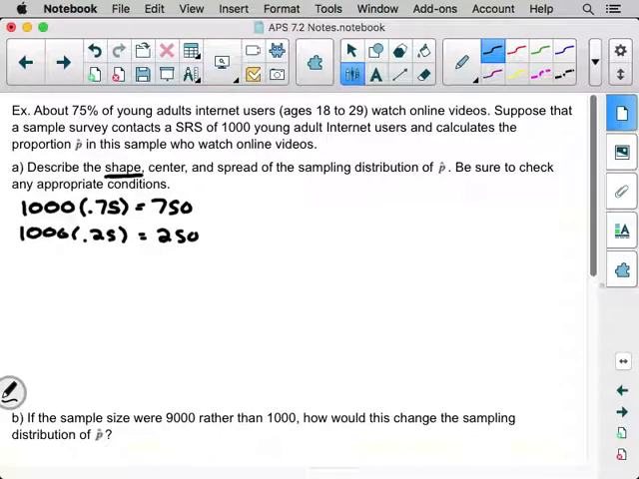So did it work this time? Can we say that this is approximately normal? Yes. Why? Because both of these are at least 10, all right? So when you're having this conversation, you do need to actually note that as well. So you can say it is approximately normal.